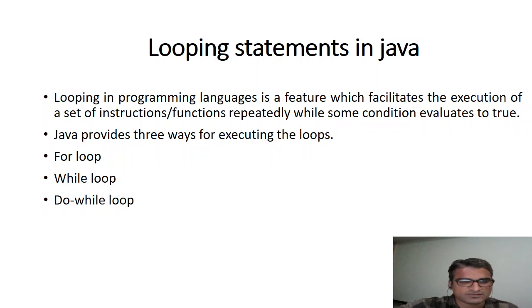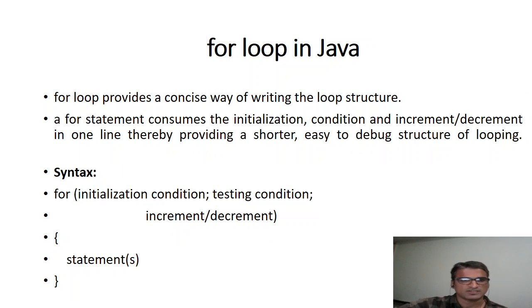So I will define it once again. Looping statements in a programming language are a feature which facilitates the execution of a set of instructions repeatedly while some condition evaluates to true. The loop statement continues to execute as long as the condition is true. Okay, we will see different examples for for loop, while, do while. Then you will come to know what looping statements are. So we have three types of looping statements in Java: for loop, while, and do while loops. So let's start with the first looping statement, for.